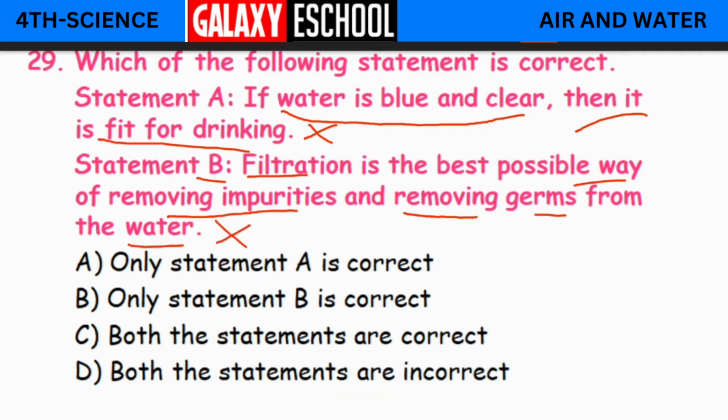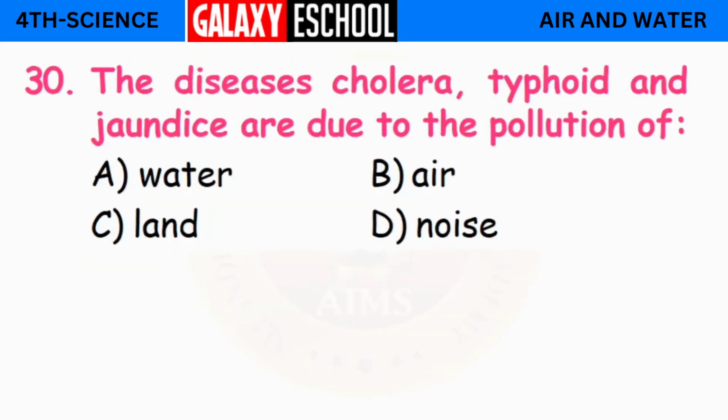So then what will be the answer? Both the statements are incorrect. That option we have in option D. Okay, so D is our answer. Clear, children? Now the next question.